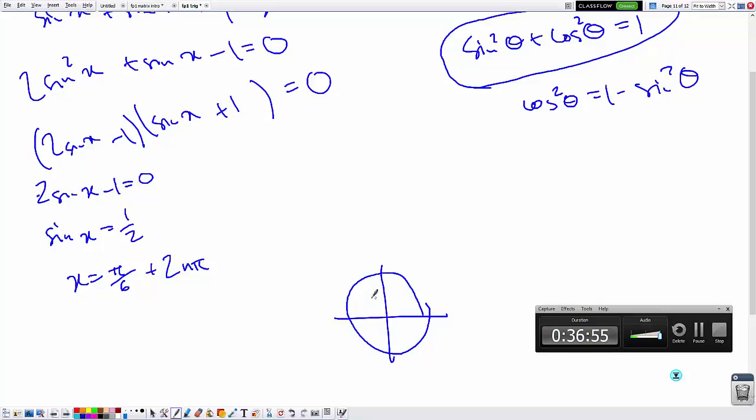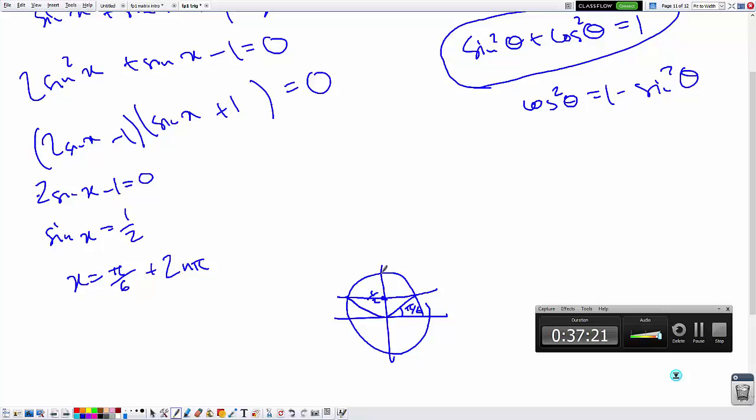Remember, sine is your vertical. So I'm going to say sine x equals y. Ignore that, imagine it was theta. We're trying to find the angles which give me a half here. Well, this one is your pi over 6. So what's this other one? If that's pi over 6, using symmetry, that's a half.